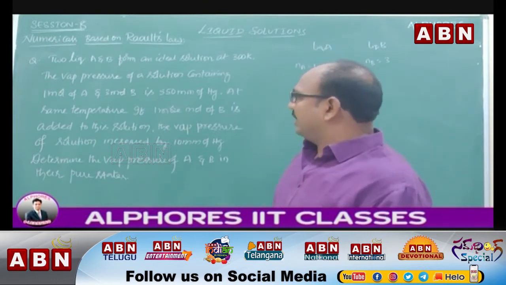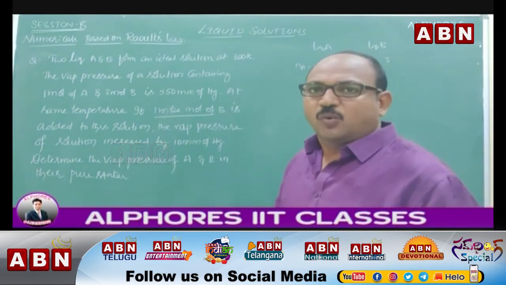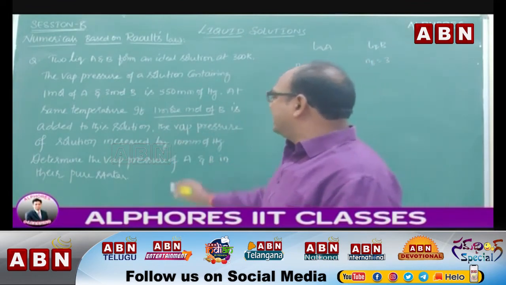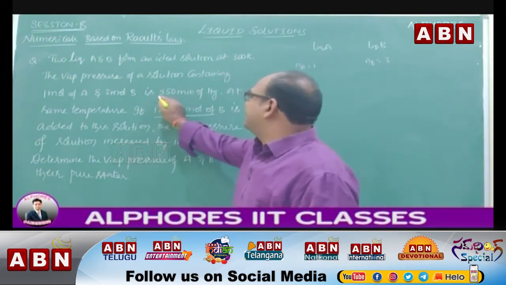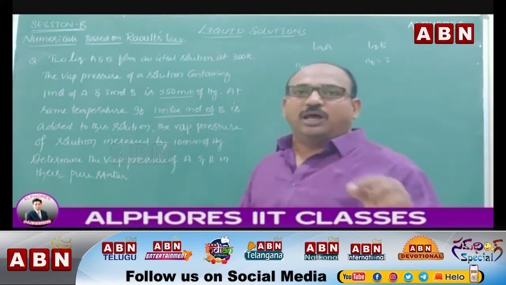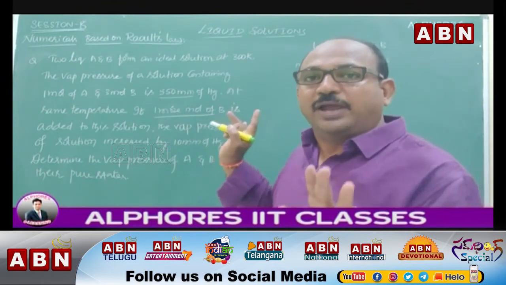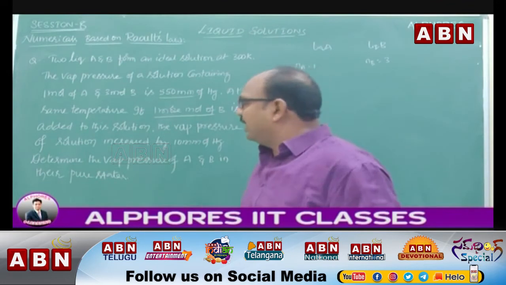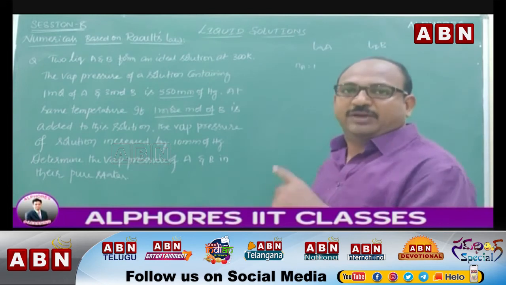At the same temperature, if one more mole of B is added to the same solution, then the vapor pressure of the solution increases by 10 mm. That means earlier it was 550 mm of Hg. Because of the addition of one more mole of B, its vapor pressure becomes 560. Then determine the vapor pressure of A and B in their pure states. So the number of moles of A and the number of moles of B are given as 1 and 3.